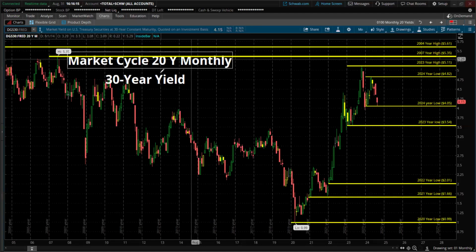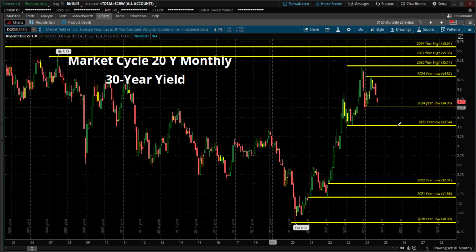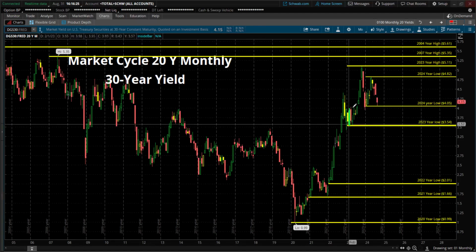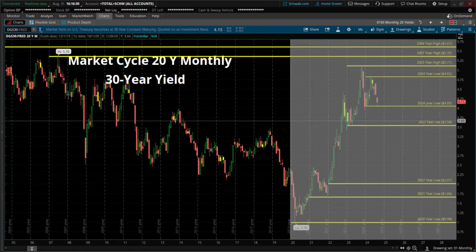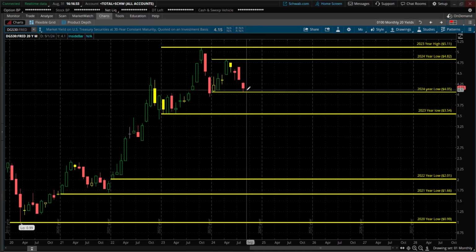So we're looking here at a 20-year chart. Each candle's a month, and a 30-year yield. Red for the month, lower low, lower high. Still inside the range of last year. Here's the low of last year. Here's the high of last year. But down strong.